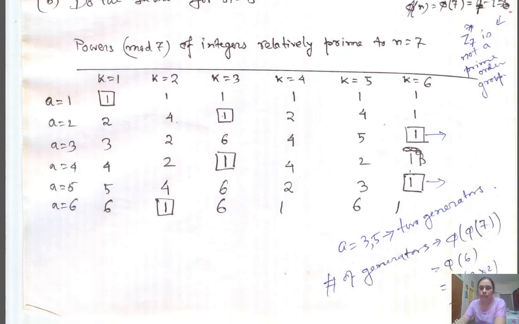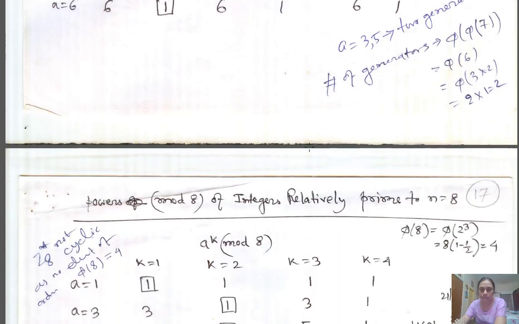And we know how many generators Z7 star will have: phi of phi 7, that means phi of 6, which is 2. And these are the 2 generators. So this way you can find the generators. Keep on powering. Essentially, we don't have to take all the powers. We can see that later.